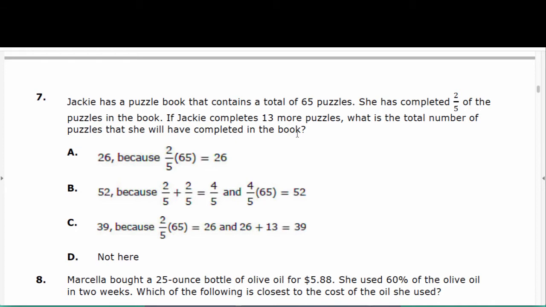Question 7. Jackie has a puzzle book that contains a total of 65 puzzles. She has completed 2 over 5 of the puzzles in the book. If Jackie completes 13 more puzzles, what is the total number of puzzles that she will have completed in the book? A. 26, because 2 over 5 times 65 equals 26. B. 52, because 2 over 5 plus 2 over 5 equals 4 over 5, and 4 over 5 times 65 equals 52. C. 39, because 2 over 5 times 65 equals 26, and 26 plus 13 equals 39. D. Not here.